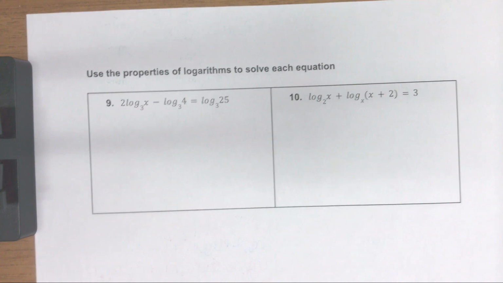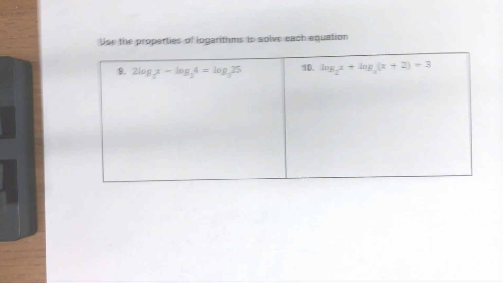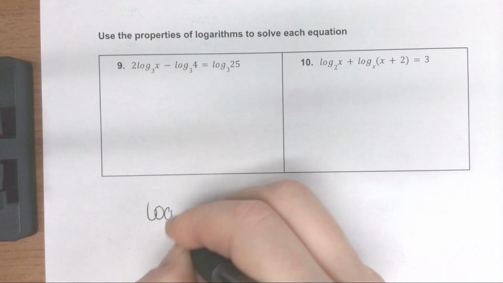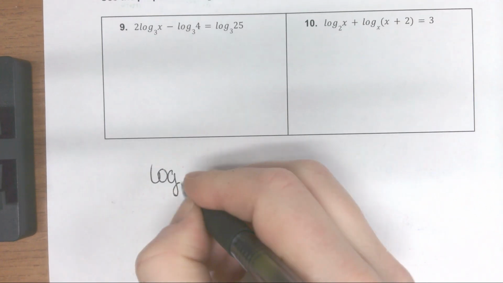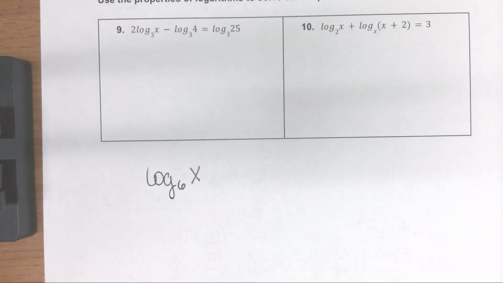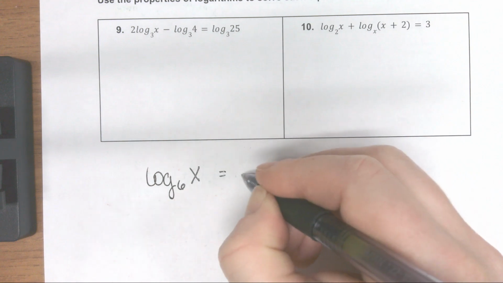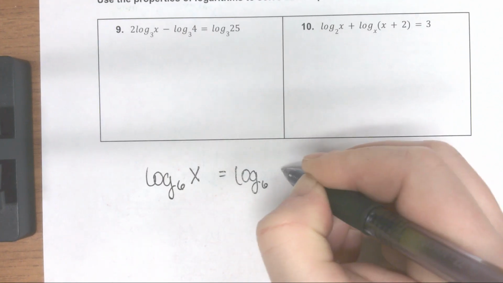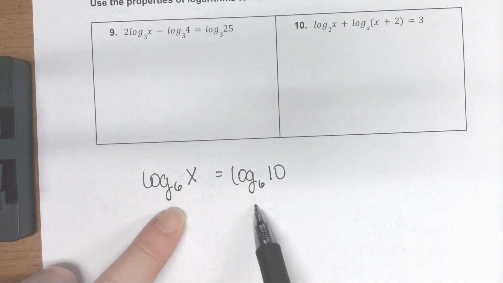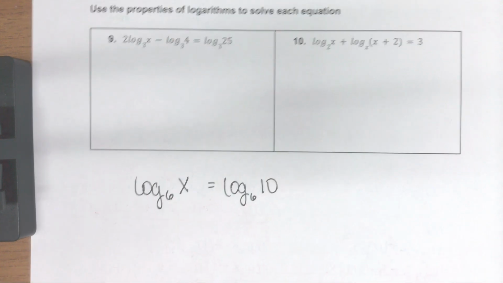Something, I don't know if I'd really call it a property or anything formal. It's just kind of common sense. If I told you that I had the log base 6 of x over here, and I told you it equaled the log base 6 of 10, doesn't it make common sense to you? What does x have to equal for that to be true? If these are both log base 6, and I'm telling you they're equal, what would x have to be?